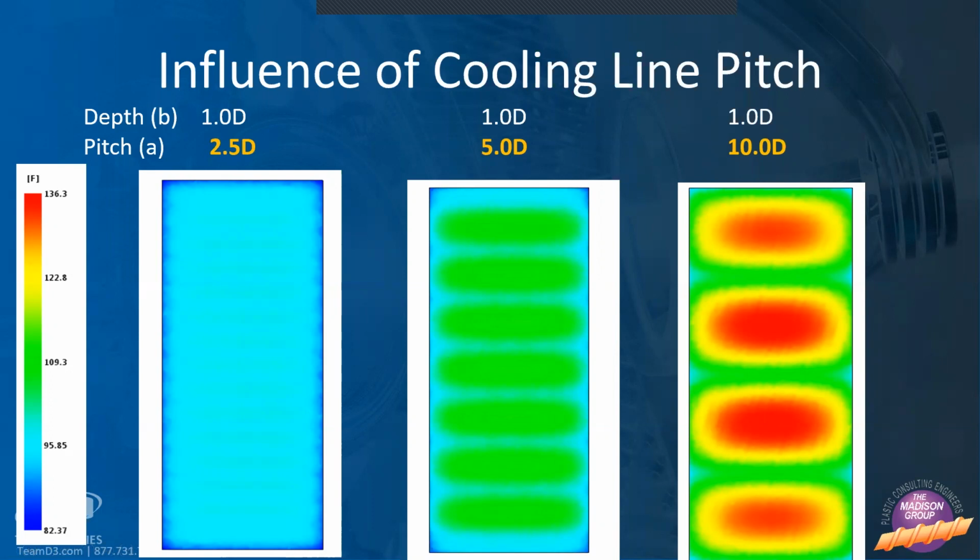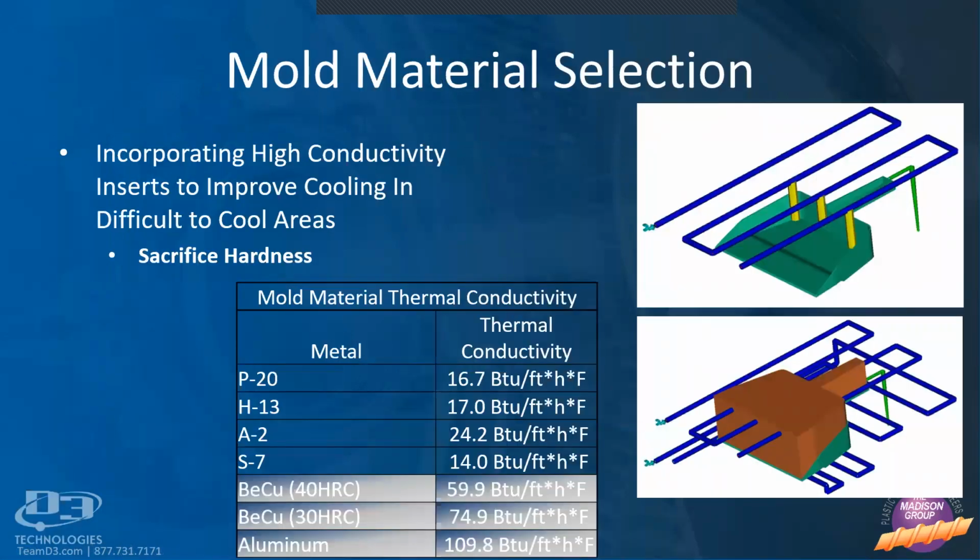And again, the more uniform the mold surface temperature, the more uniform the cooling, the less chance for dimensional stability issues. But as we said, we can't always get all the cooling that we want. So we have another lever that we can optimize within the injection molding design process, and that's incorporating high conductivity materials into our mold design to improve the cooling line layout.